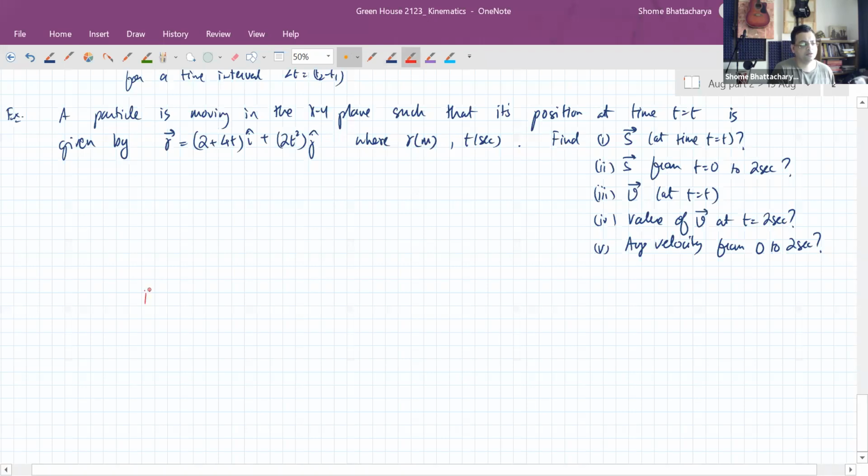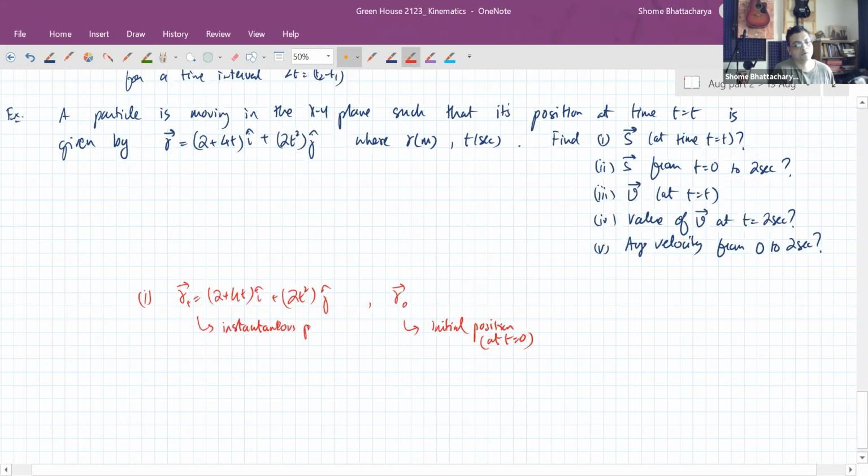So for the first part, you can see what is the position at a time t in general. It is this one which is given to us, 2 plus 4t plus 2t square j cap. And what was the initial position? This is the initial position at t equal to 0. This is what we call the instantaneous position, that is, at the instant of time. So just substitute the value of t as 0. So you will get 2i cap.